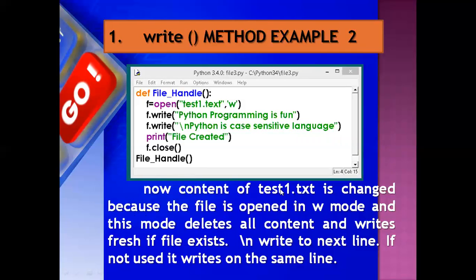So now the contents of test1.txt have changed, because the file is opened in W mode, and this mode deletes the contents and writes fresh. This is the fresh one, this is the previous one. This line will be replaced by this line, and write on the next line. If not used, it writes the previous one. Previous content will be replaced by new content.